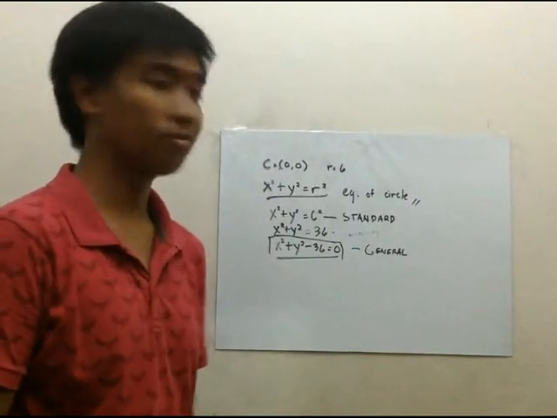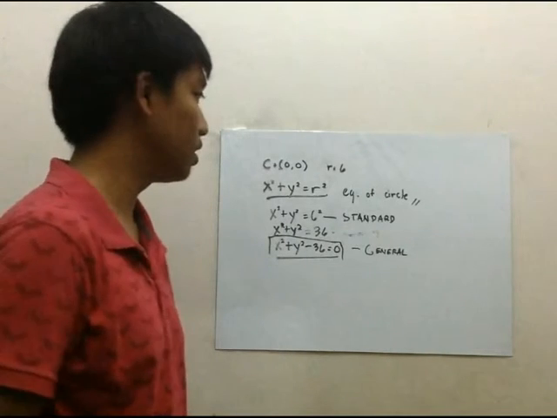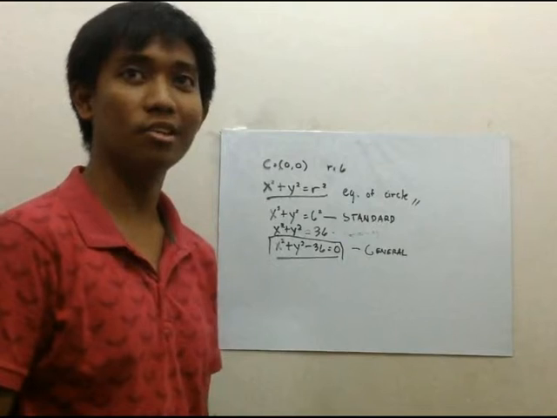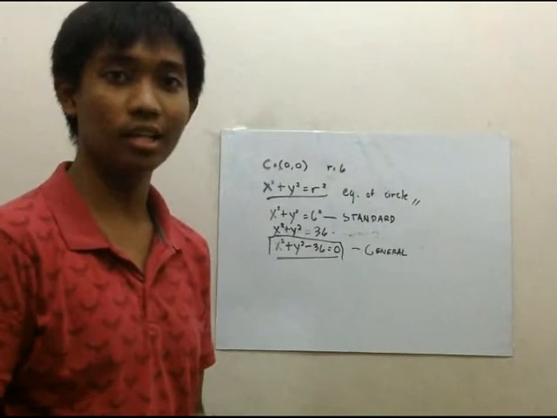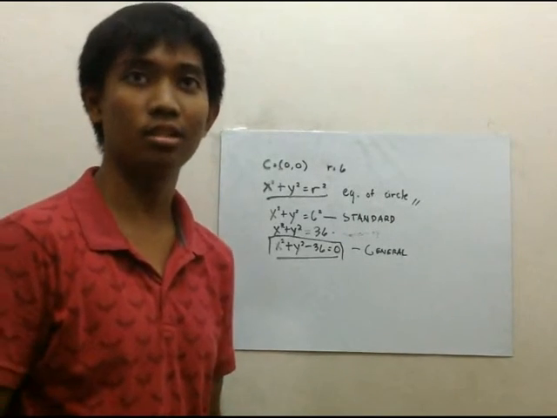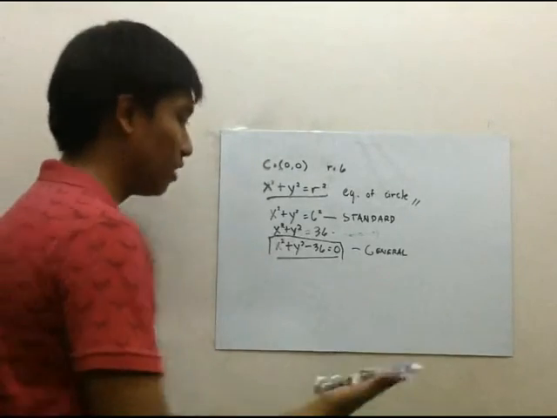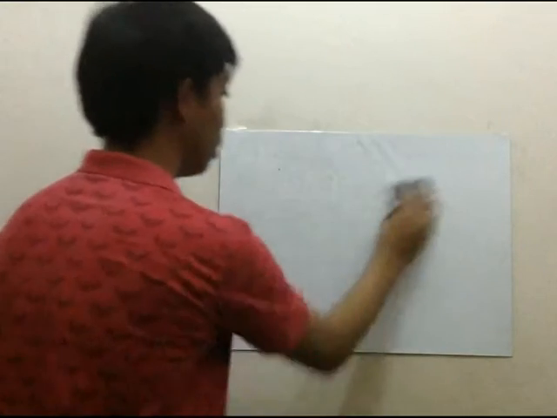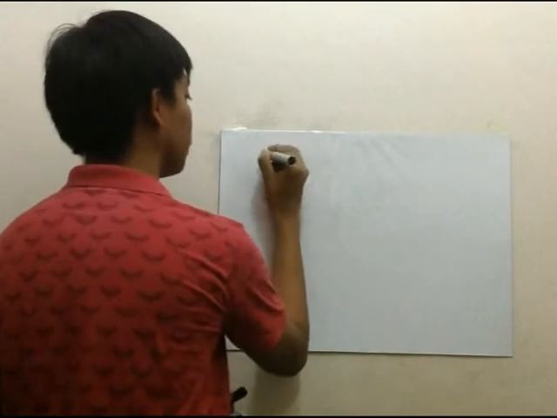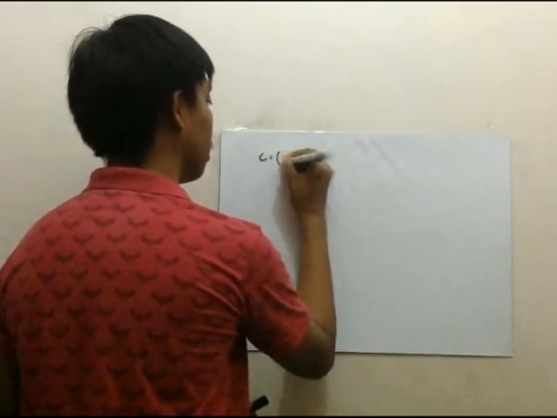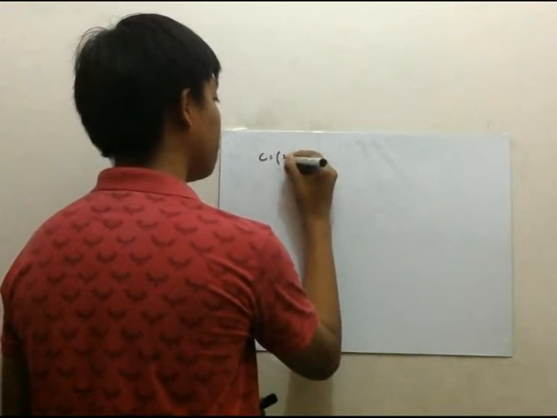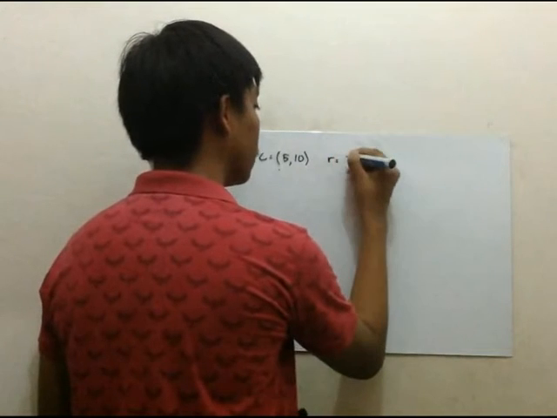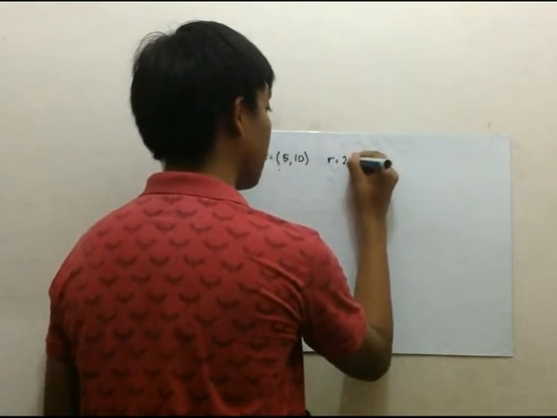If your center of the circle is in the origin, what if your center of the circle is not in the origin? So let's try another example. For example, the coordinates is 5, 10, and the radius is equals to 25.